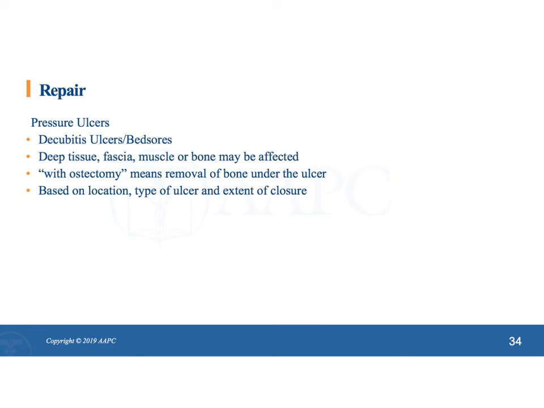The treatment for a pressure ulcer involves the excision of the ulcerated area to the depth of the unaffected tissue, fascia, or muscle. If the excision of the pressure ulcer includes an ostectomy, that means there is the removal of the bone that underlies the ulcer area. The bony prominences are chiseled or filed down to alleviate future pressure. The codes are divided based on location, type of ulcer, and extent of closure needed. Be sure to read descriptions carefully when coding from this category.